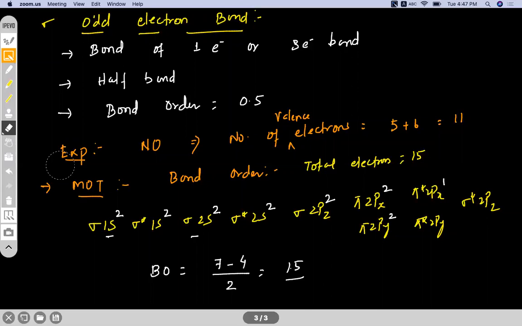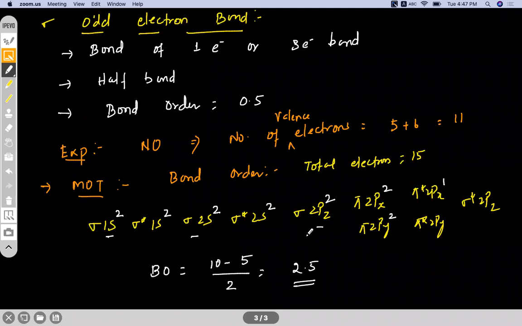Based on this, because we take the total number of electrons, not the valence electrons, if you count, 2, 4, 6 plus 4, 10, minus 2 plus 2, 4 plus 1, 5 divided by 2, that is 2.5 we are getting. This 0.5 means we have a half bond. So 2.5 means we have two complete bonds and one half bond. That's why the bond order is 2.5. Okay.